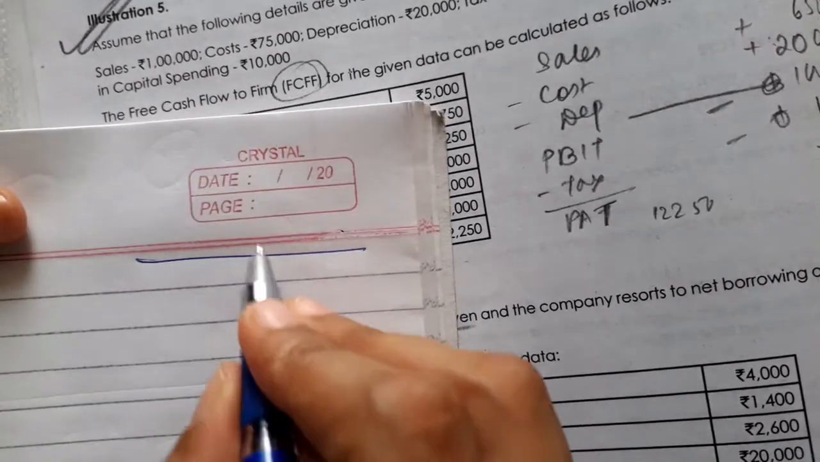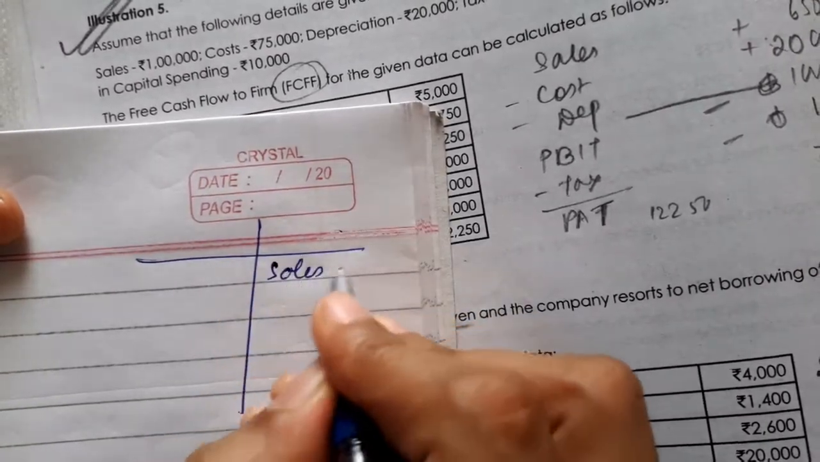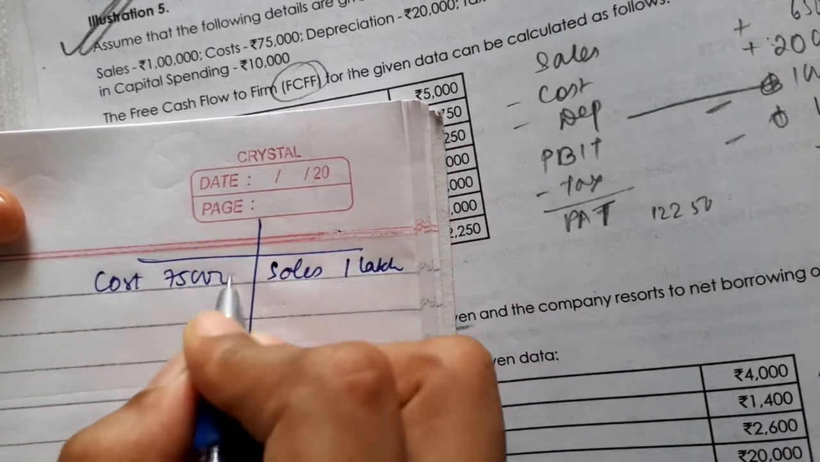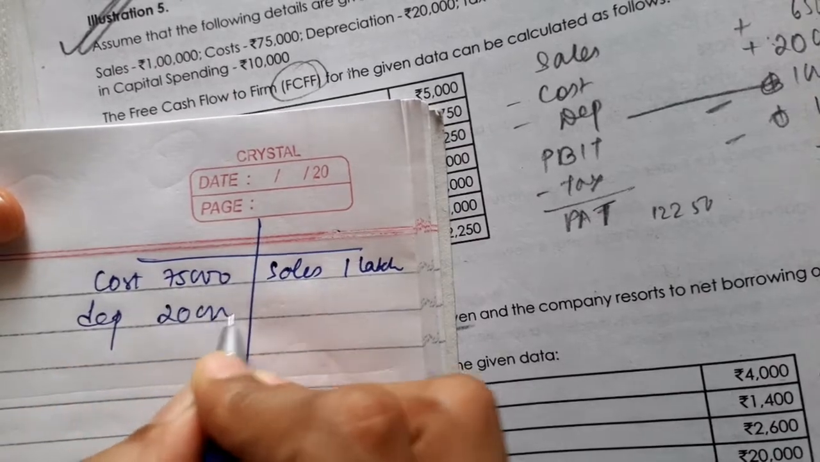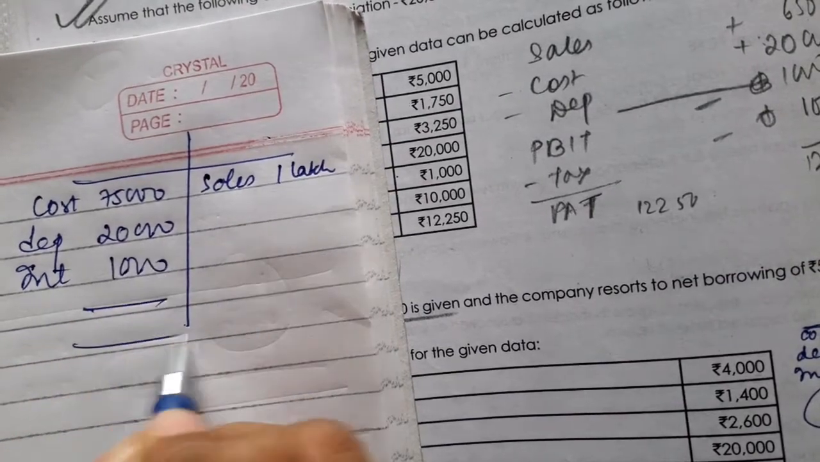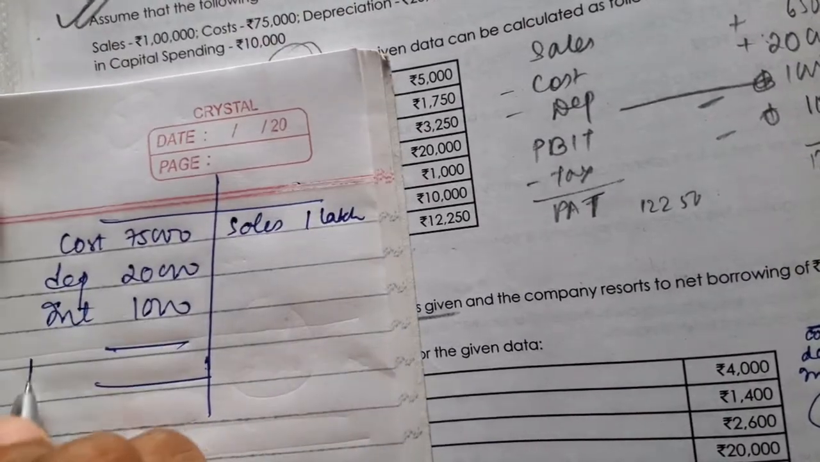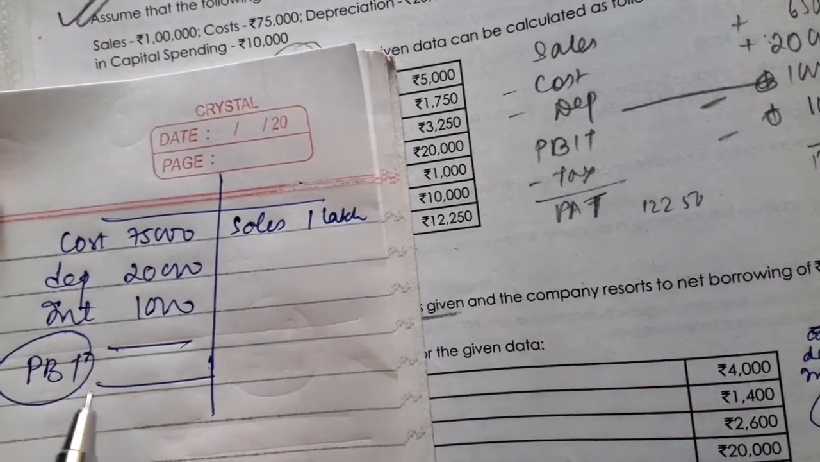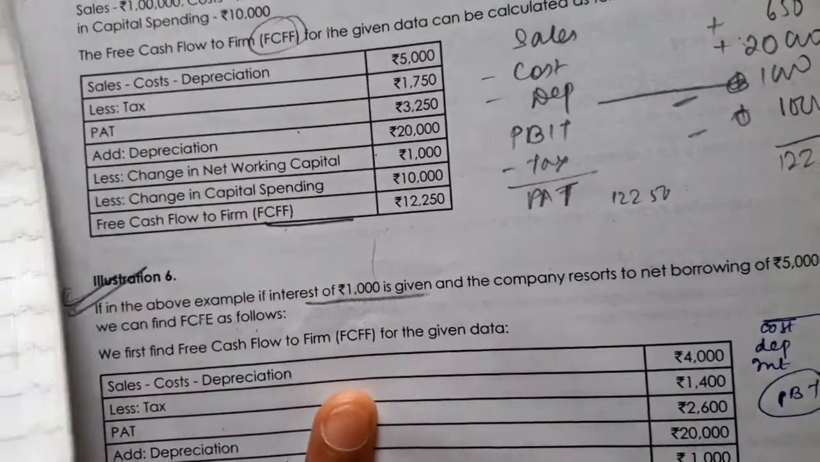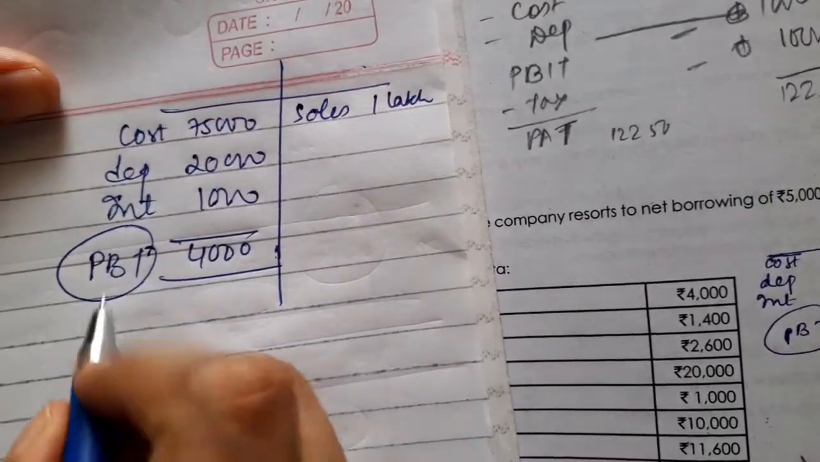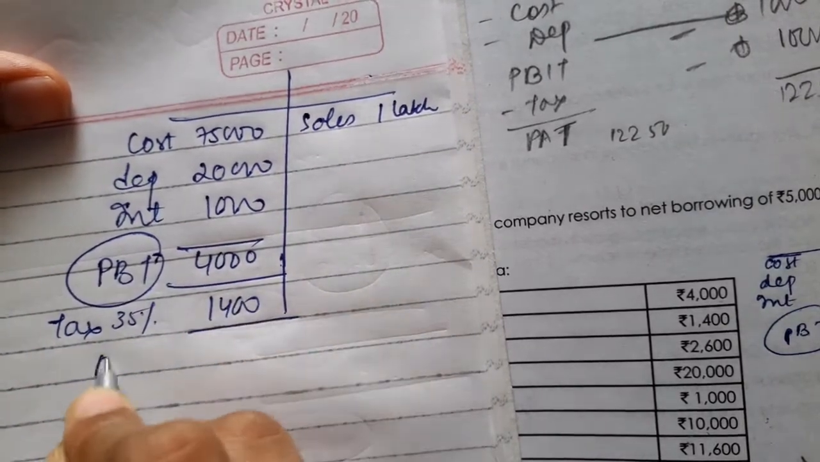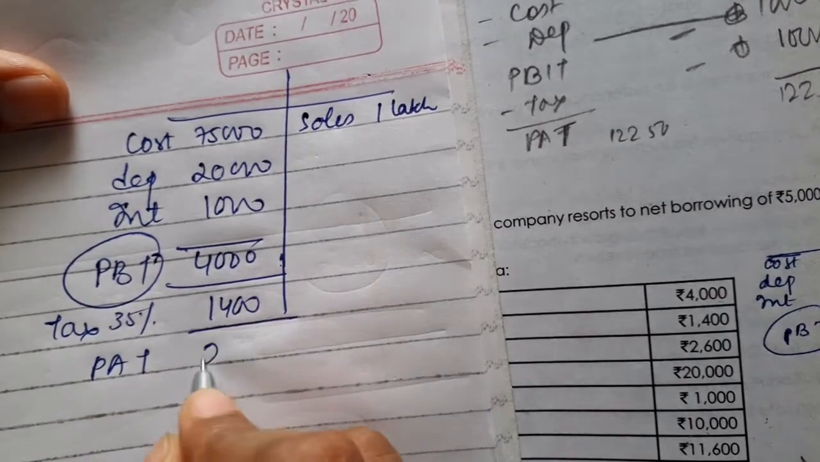So if you know the P&L, the sales amount is 1 lakh and cost is 75,000, depreciation is 20,000. Now here in this question they are telling the interest as 1,000. After doing all the adjustments, we are going to get profit before tax. This is how we solve. The P&L account is prepared in this way. So here 4,000 is taken. After that we'll provide the tax at 35 percent, that is 1,400. So we'll get profit after tax, which is 2,600.